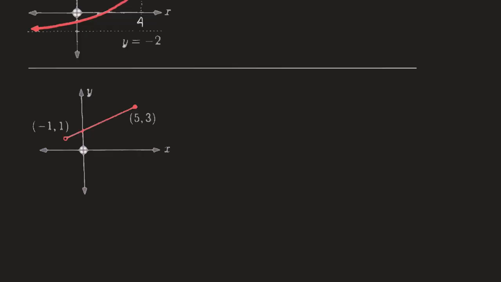Now let's do an example where we incorporate both an open dot and a closed dot. All we need to do is to look at the x coordinates. The x coordinates are -1 and 5. So our interest only lies in 5 and -1.